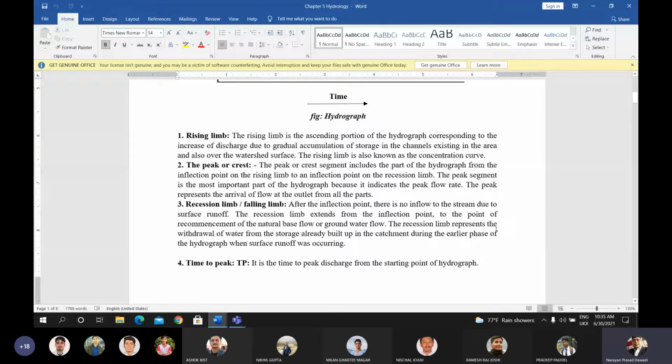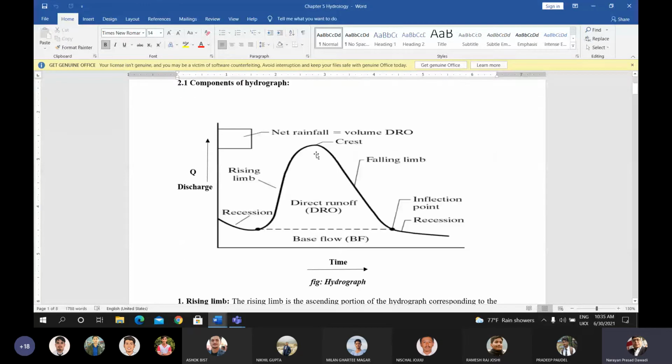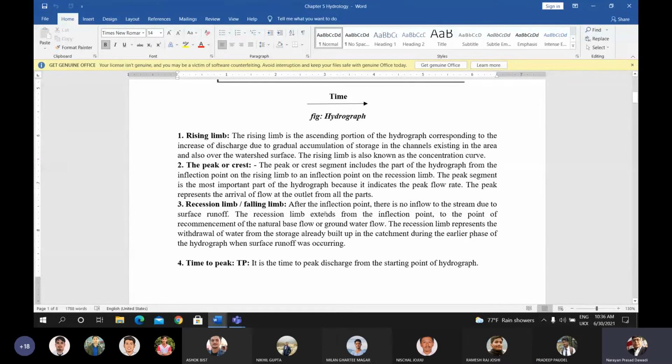The recession limb represents the withdrawal of water from the storage already built up in the catchment during the earlier phase of the hydrograph when surface runoff was occurring. After the finishing of the surface runoff, that is the surface flow from the surface towards the river, the river water will decrease up to the recession point, the inflection point of the falling limb. This is the falling limb.